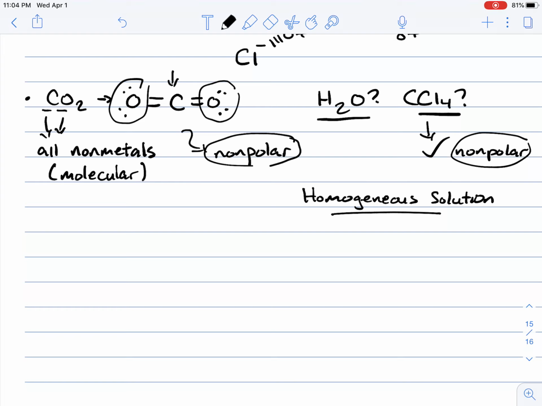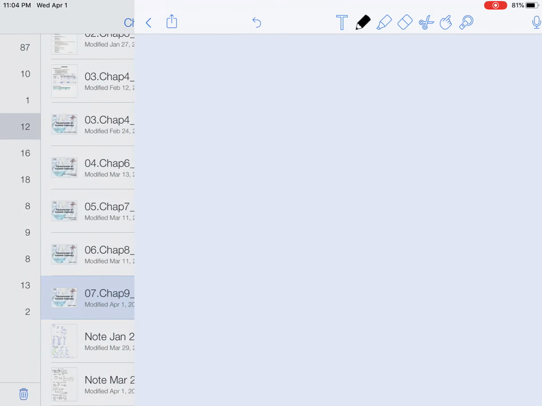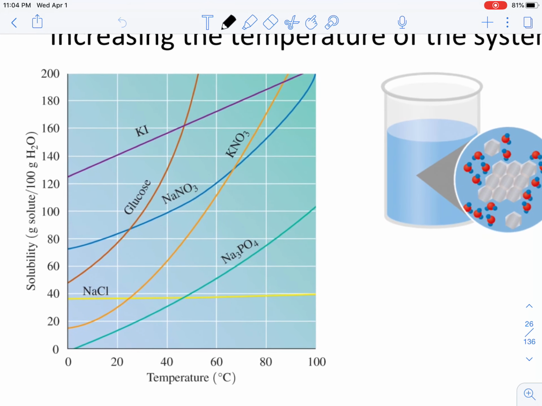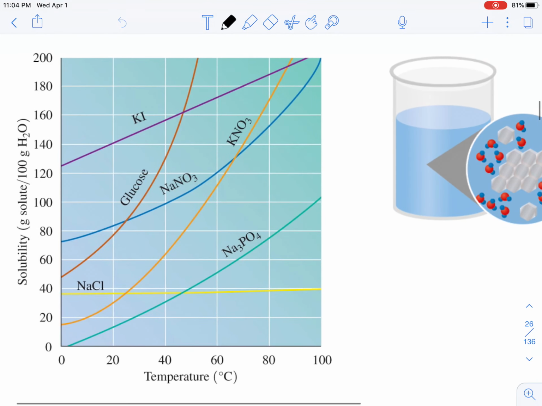Next, we're going to go ahead and discuss how temperature affects the solubility of solutes inside a solvent. And for that, I'm going to go ahead and use my lecture slide. And so if we wanted to understand how temperature affects the solubility of specific solvents, we're going to go ahead and look at this chart. So I'm going to quickly zoom in.